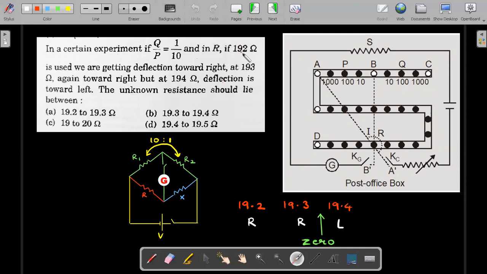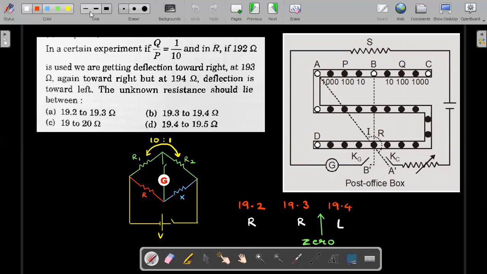So the answer should be of the order of 19.2, 19.3, 19.4, but none of these give zero deflection. So let's write it down. For 19.2 you get right deflection, 19.3 you get right deflection, 19.4 is left. Therefore the zero should have lied between these two. That means the value of capital X should lie between these two.